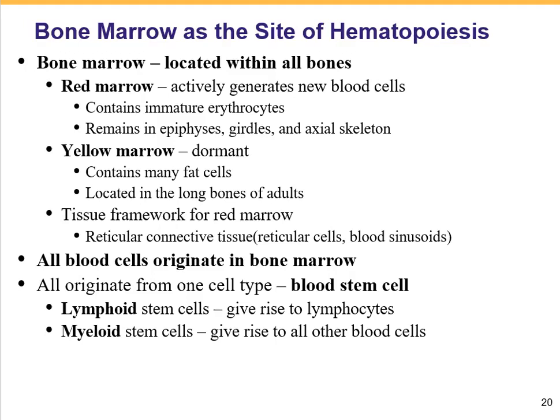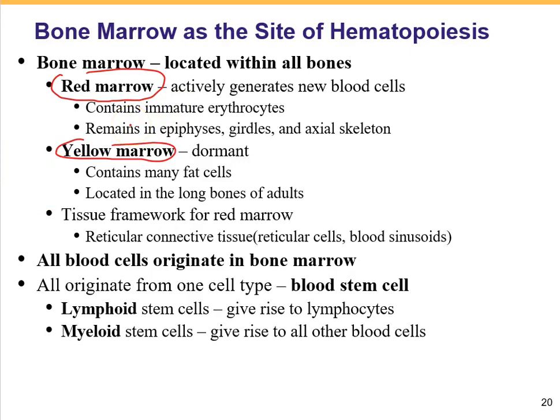Bone marrow is a soft, spongy tissue found inside all of our bones. It's like the factory where our blood cells are made. There are two main types of bone marrow: red bone marrow and yellow bone marrow. Red bone marrow is the active production site for new blood cells. It's packed with stem cells and immature blood cells, including those that will eventually become red blood cells, white blood cells, and platelets.